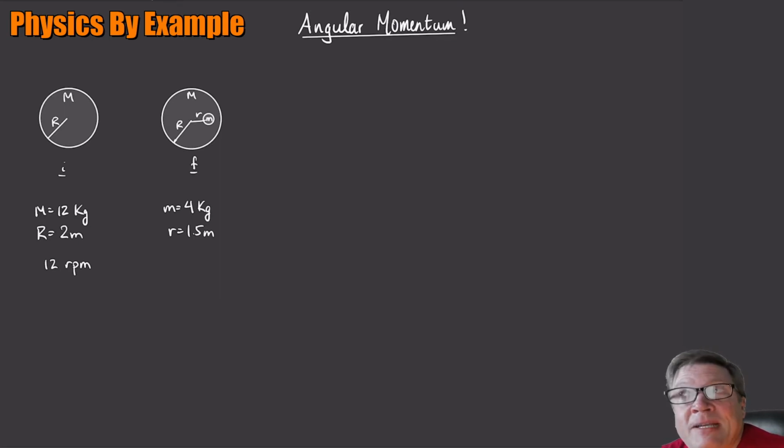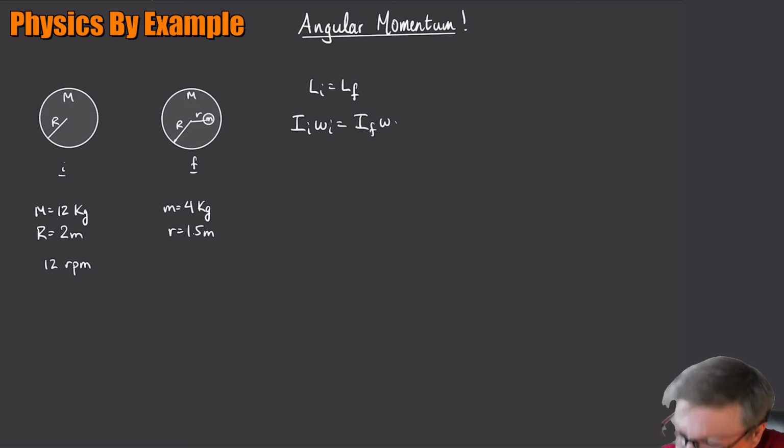Let's see what happens. The principle is, as always, that L initial is L final. So you can always write this down: I omega initial is I omega final. And what we're after is that omega final, right? So omega final is going to be the initial I divided by the final I times the initial rotation rate. The trick is we have to write down what the moments of inertia are.